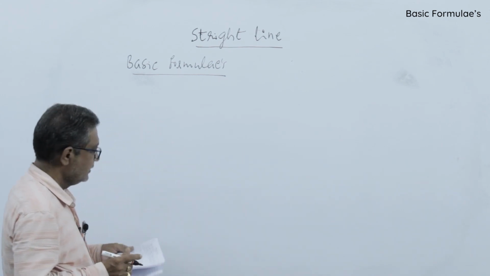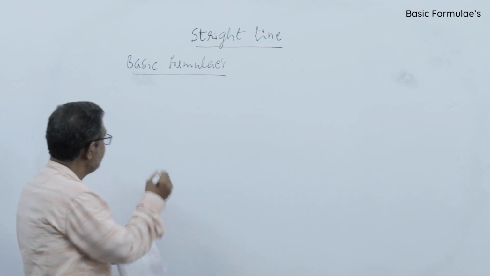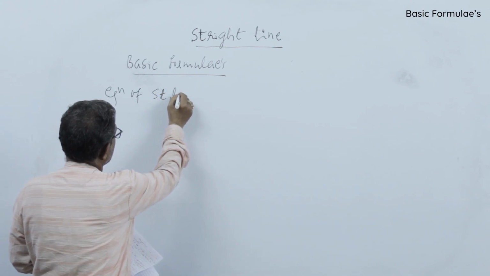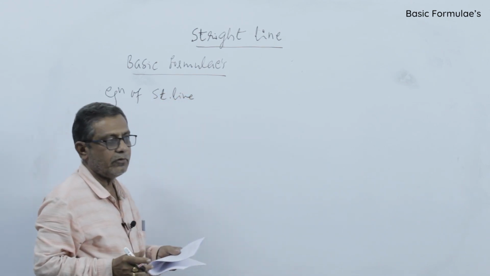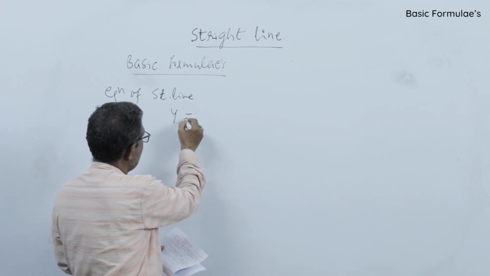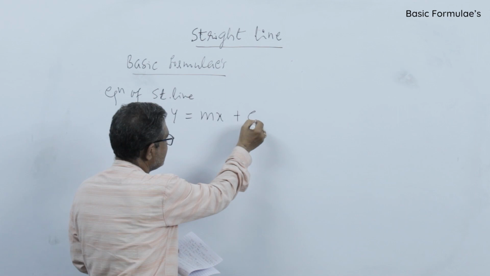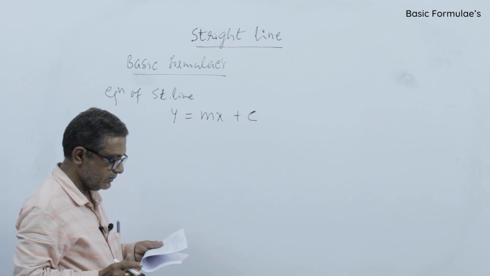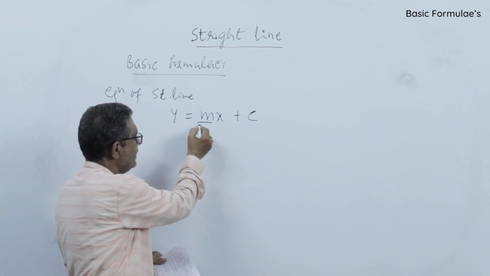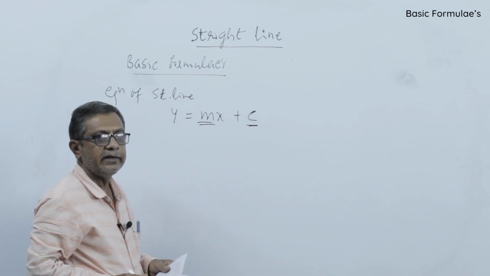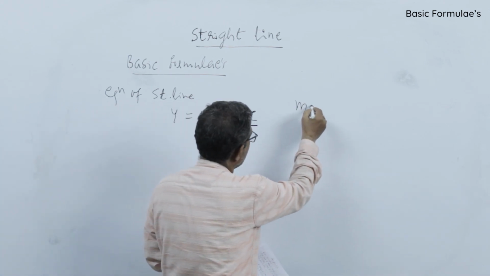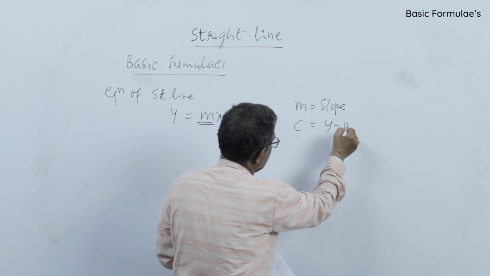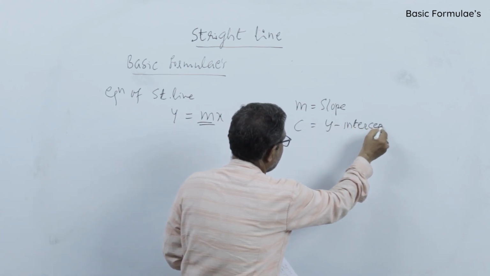Now, the important formulas are, as we know, the equation of a straight line in three different forms. One is y equal to mx plus c, that is the slope form equation. m is the slope and c is the y intercept.